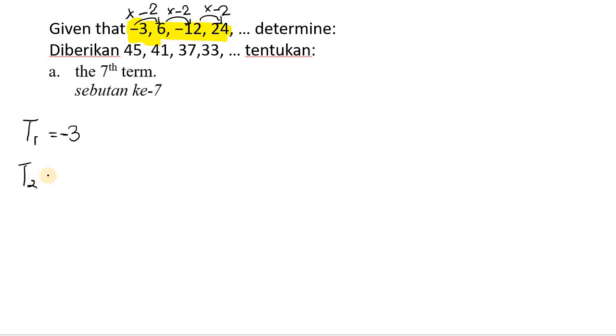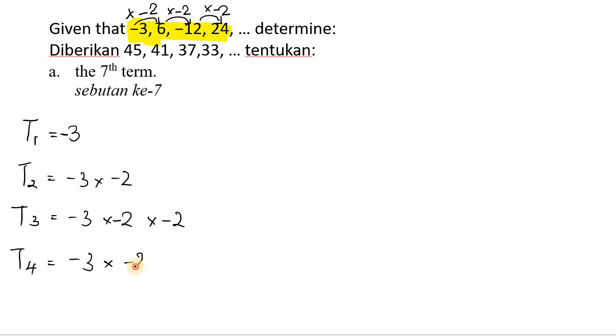So term number 1, term number 2 is negative 3 multiplied with negative 2. Term number 3 is negative 3 multiplied with negative 2, multiplied again with negative 2. Term number 4 continues with another multiplication with negative 2, and there is a repeat 3 times.